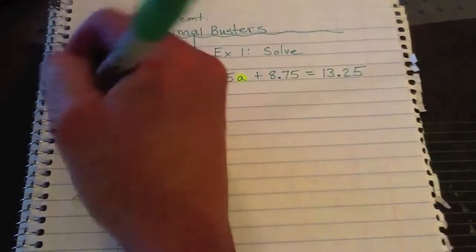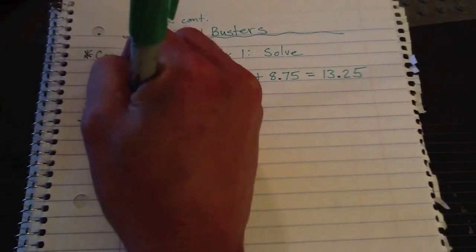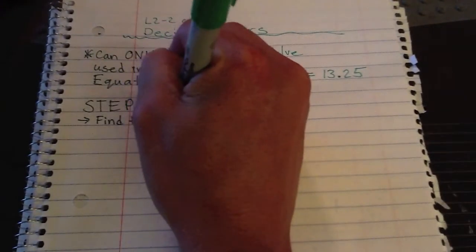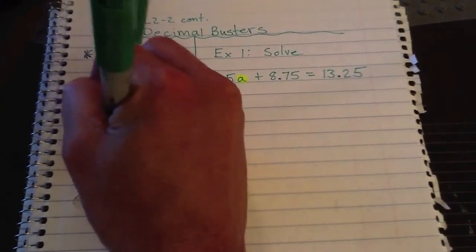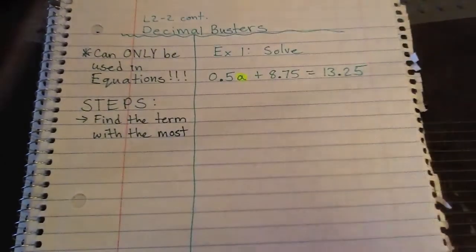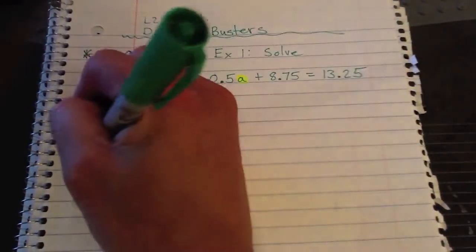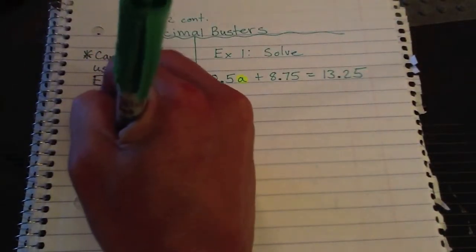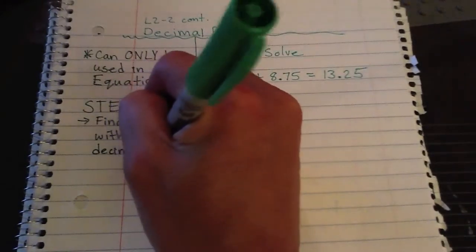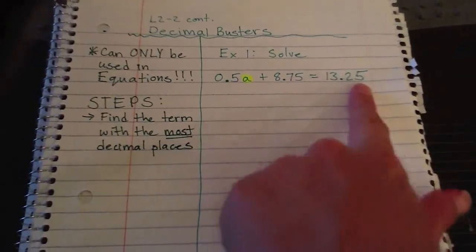Find the term with the most decimal places. Okay, so in this case we have 2 of them that each have 2.